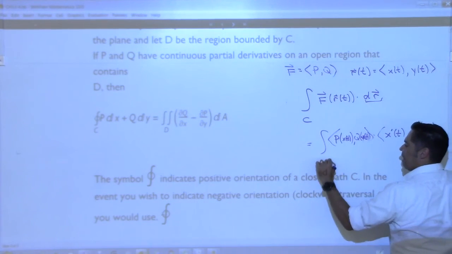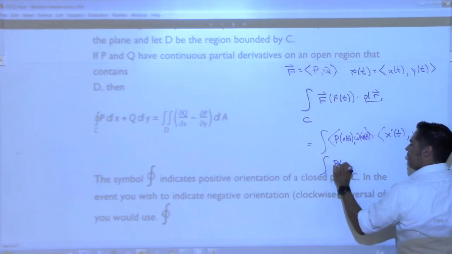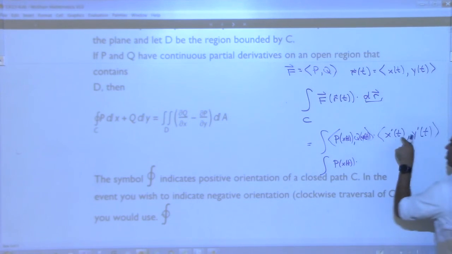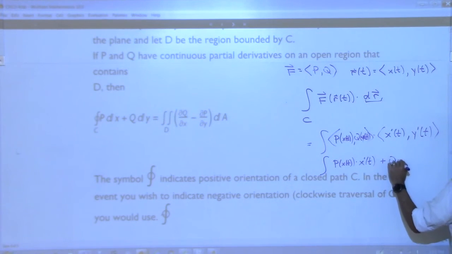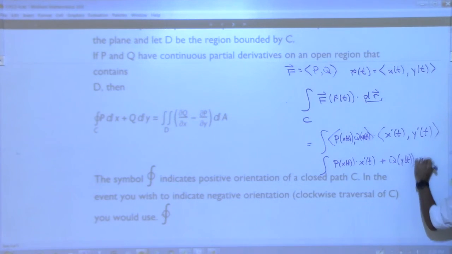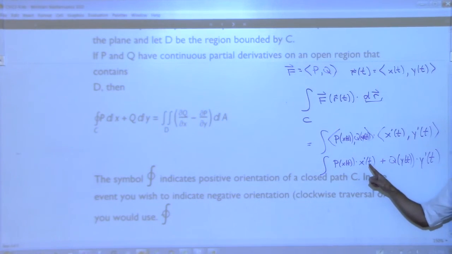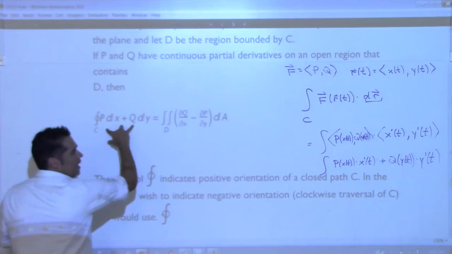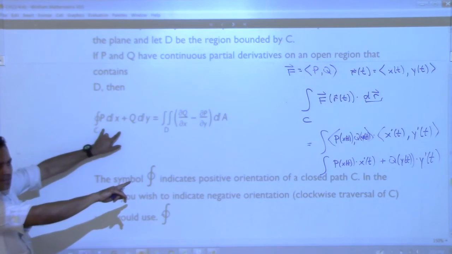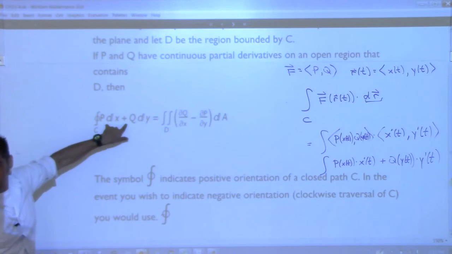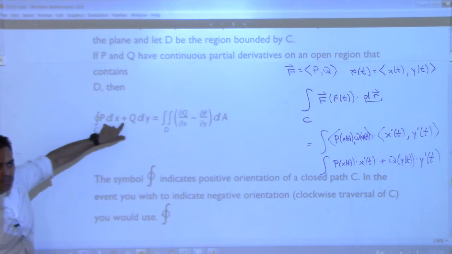Now if I dot them, I get the integral of P of x of t times x prime of t, plus Q of y of t times y prime of t. Do you all see that this is the line integral with respect to x and the line integral with respect to y? That's basically this expression right here. I did that fast and sloppy, but can you believe me when I say this is work? This is basically the work integral.